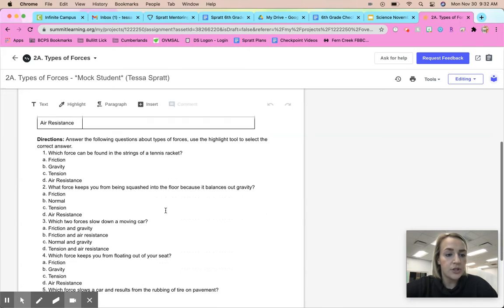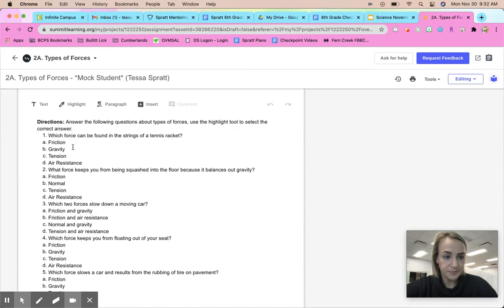But now let's answer these questions. So we're going to be highlighting the correct answer. Which force can be found in the strings of a tennis racket? Friction, gravity, tension, or air resistance? Friction is something that is rubbing up against something. So if I were rubbing my hands together, that's friction. Gravity is keeping us on the earth. Tension is something pulled tight. And then air resistance is going over an object the opposite direction as it's going in the air. So it's going to be tension, because on a tennis racket, those strings are pulled really tight so that when you hit it, the ball goes flying. So tension is the correct answer.